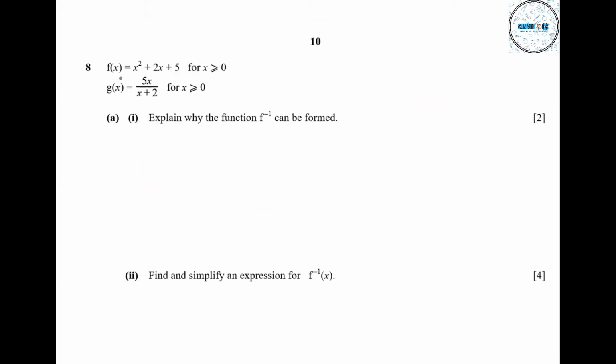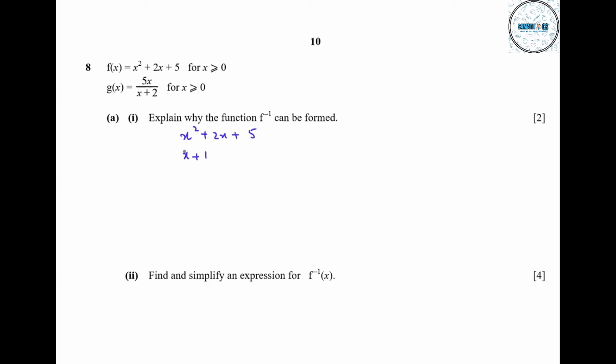Question number 8. f of x is equal to x squared plus 2x plus 5 for x is greater than or equal to 0. g of x is equal to 5x upon x plus 2 for x is greater than or equal to 0. Part A, Part 1. Explain why the function f inverse can be formed. For this, we will change x squared plus 2x plus 5 to completed square form.